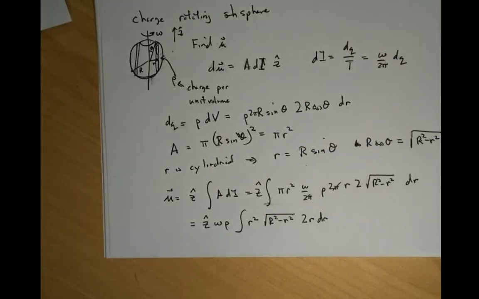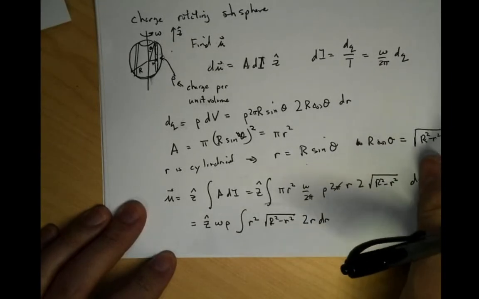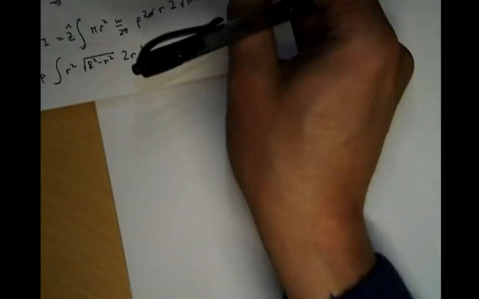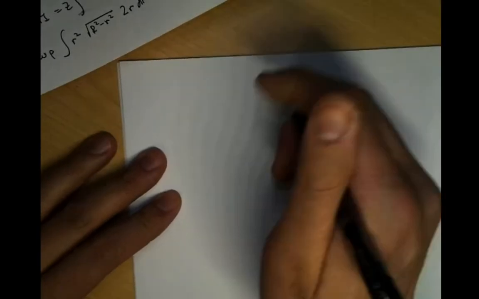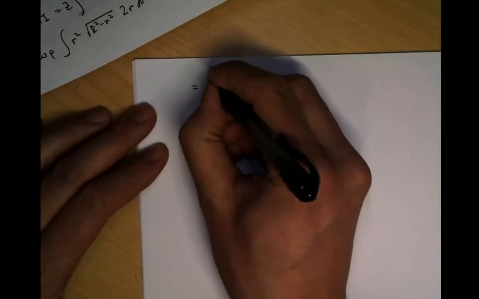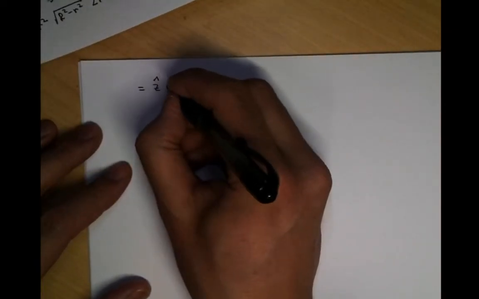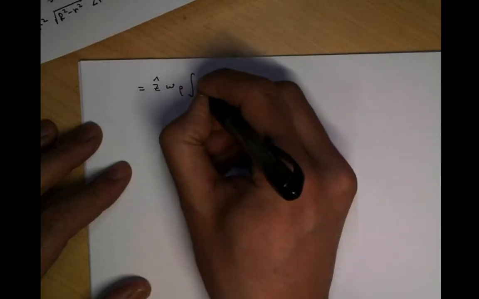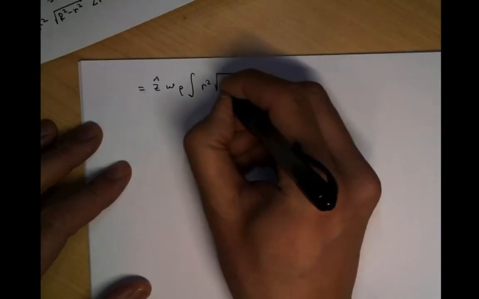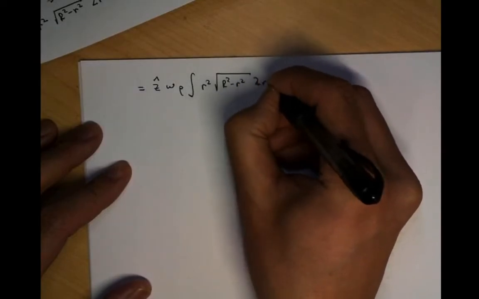Okay. So this is the integral I need to do. All right? And so what I'm going to do is I'm going to basically use this. I'm going to rewrite this integral one more time. So this is z hat omega rho integral of r squared square root of capital R squared minus little r squared 2r dr.